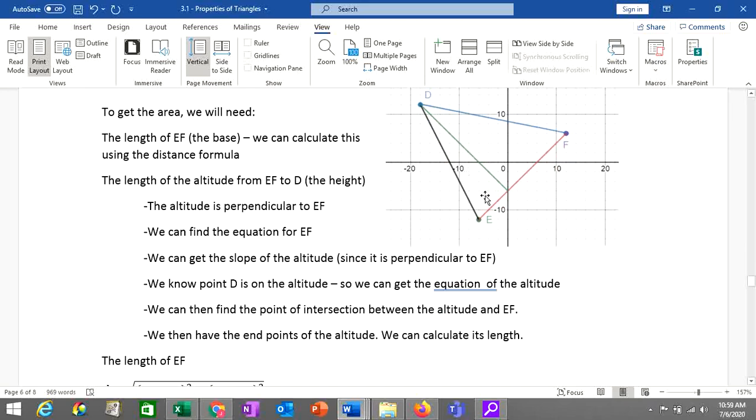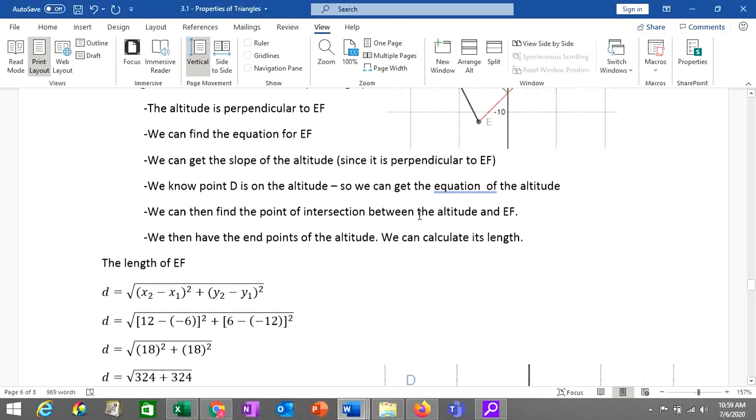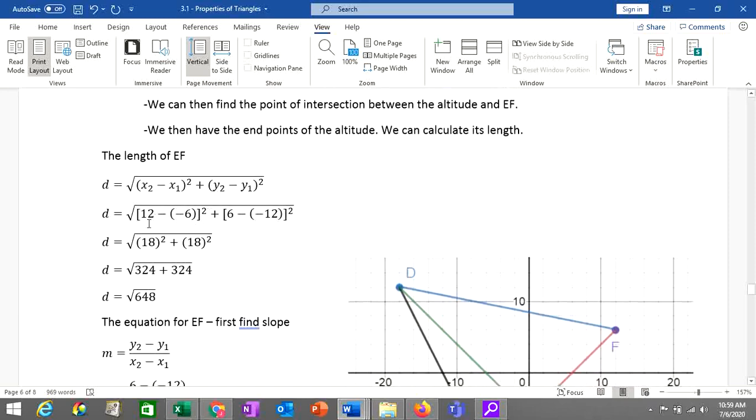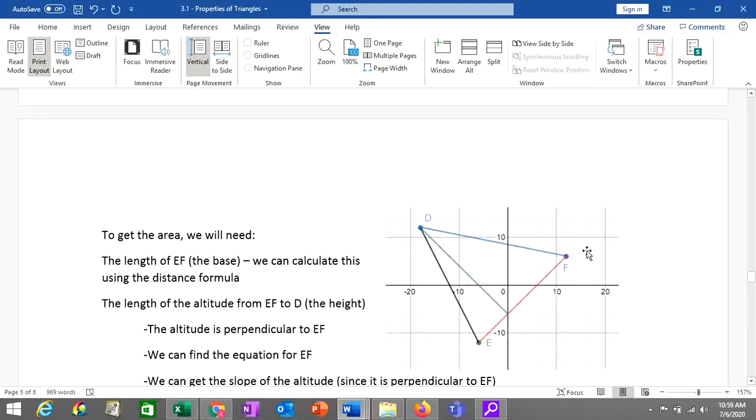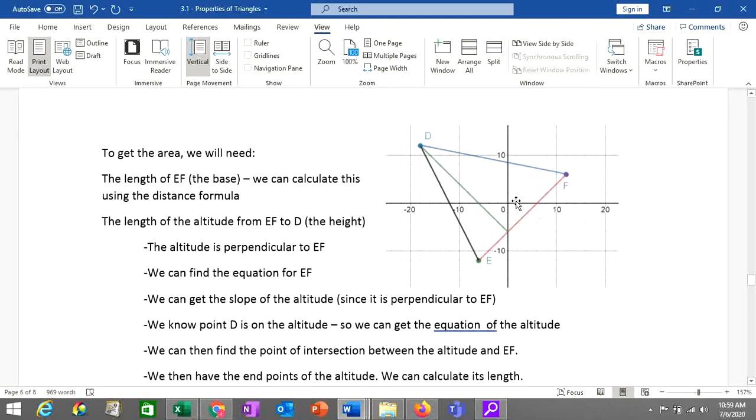Okay, so the first thing we're going to do is, we said we need the length of the base. So we're going to find the length of EF using our distance formula. So I just plug in points E and F, and I get that the distance is equal to the square root of 648. Okay, so I'm not going to work through that calculation. Hopefully you can do that. Now we're going to go through the long, tedious process of getting this point. So, like we said, we need to get the point of intersection here, so we need the equations of both of these lines. So let's get the equation of EF, and then try and get the equation of the altitude.